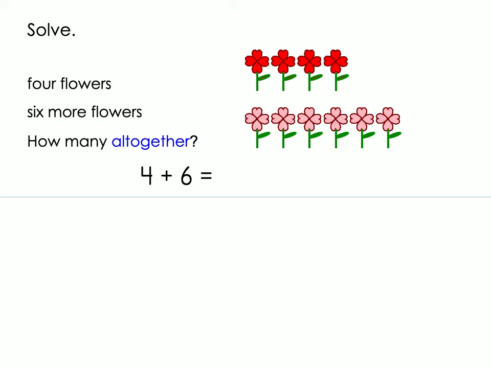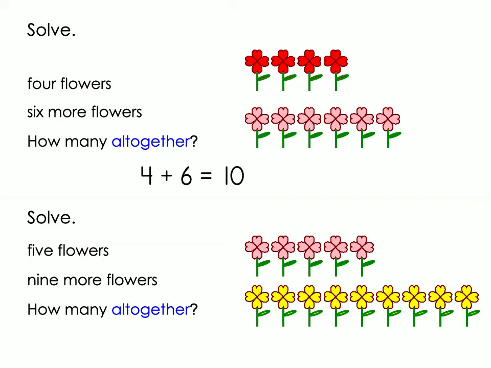Let's see. To do this adding, it's a little bit trickier. I'm going to start with counting. I actually don't need to count the 6 pink flowers because I know there are 6 of them. And if I know that there are 6 pink ones, and I'll count the 4 red ones, 7, 8, 9, 10. There should be 10 altogether.